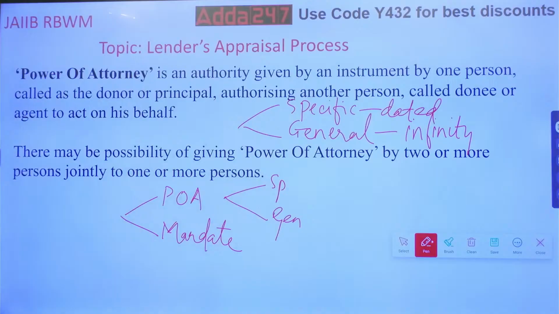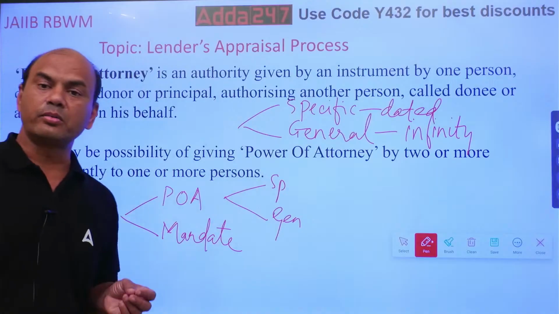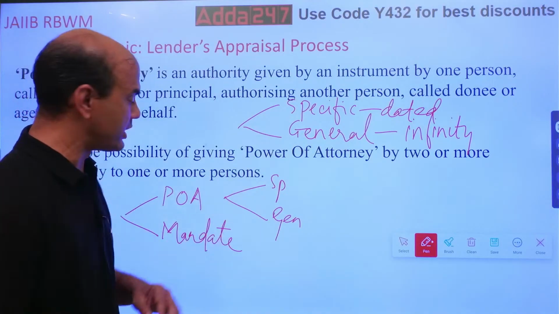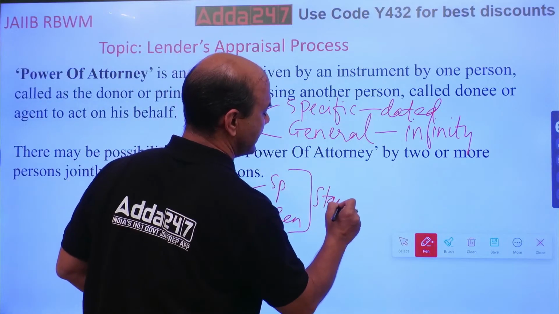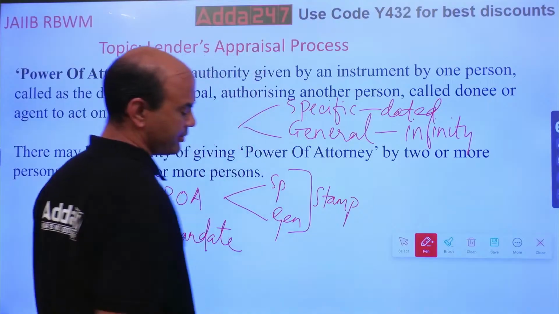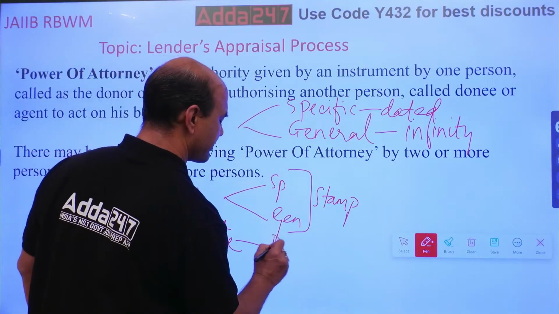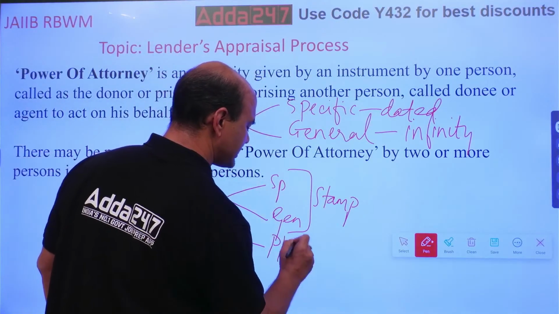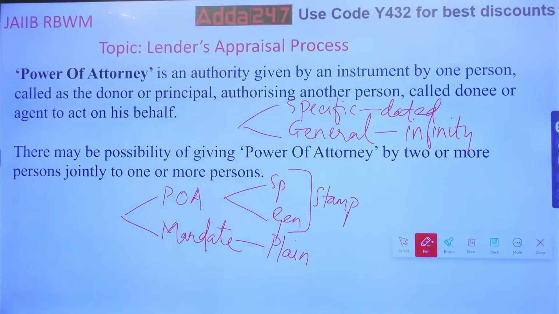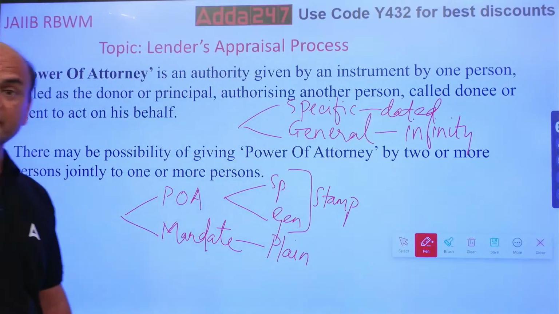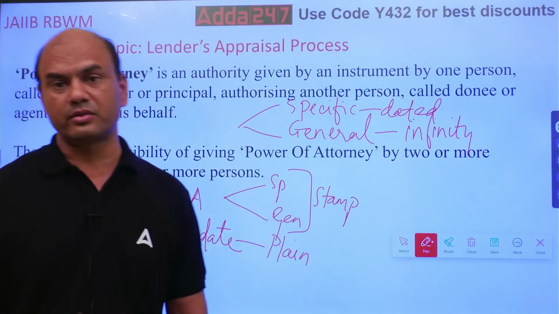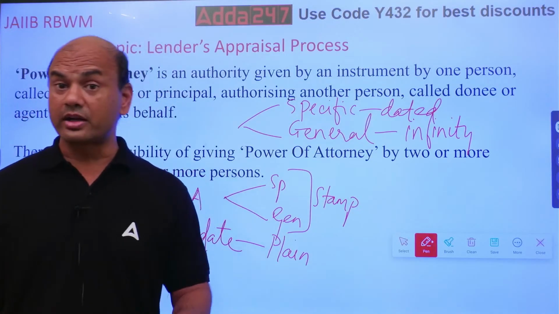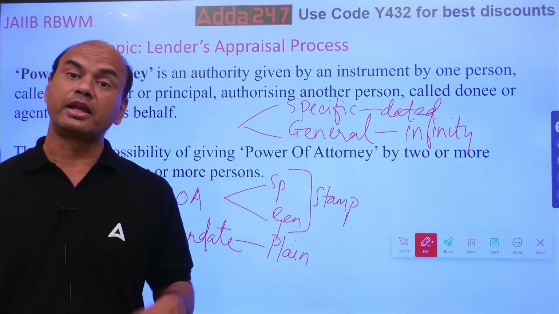Mandate means a simple written document on plain paper, no stamp duty. For POA there is a stamp paper and stamp duty, but here it is on plain paper, no stamping, nothing. So understand this also. Mandate is generally for operating savings and current accounts. You can't give the mandate for taking a home loan.